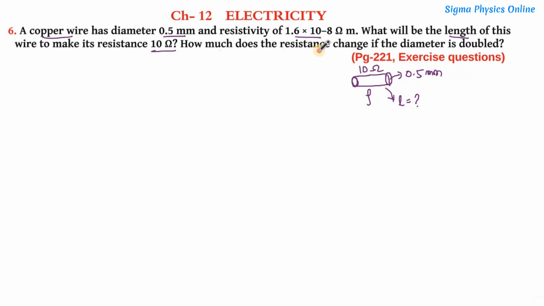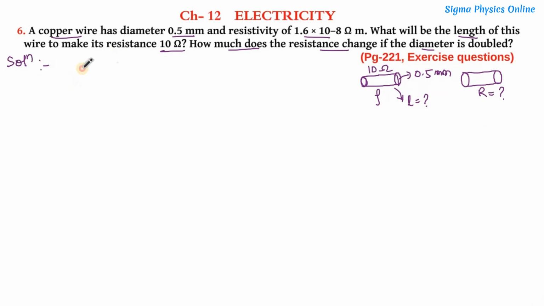Secondly, it's asking us how much does the resistance change if the diameter is doubled. That means if we increase the diameter of the wire to double of its previous value, how does the resistance of this wire change? Alright, so let's write down first what all are given.